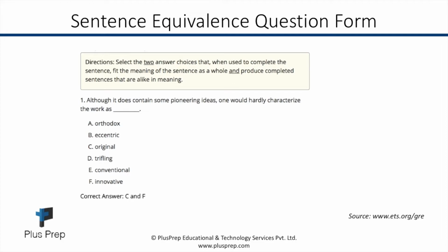So looking at it probabilistically, or from a counting perspective, there are 6 into 5, 30 different ways to select 2 answers, but only 1 way in which you get a point. So if you're not very sure about your vocabulary, if you're not very clear about how words are used in context, this question type will be quite challenging.